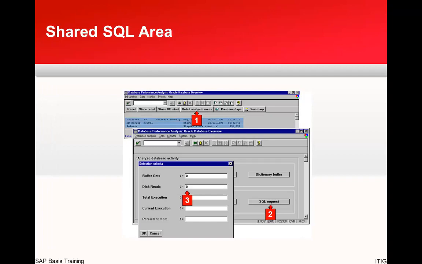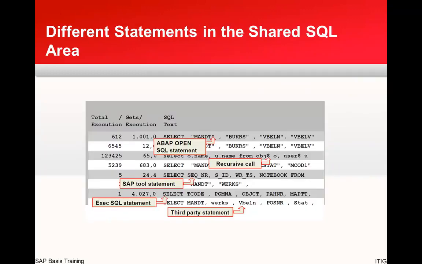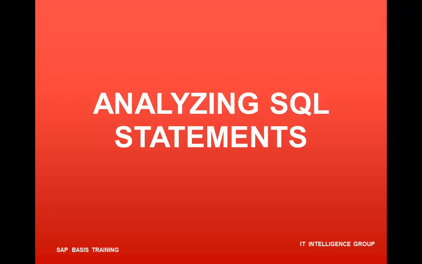Okay, shared SQL area. Basically, how can we find that information? Buffer gets for a statement. So how can we find out the buffer gets, that is how much data is coming from the buffer. Okay, then different statements in the shared SQL area. Here we are seeing a sample SQL statement which is showing the different components, like which component is doing what.